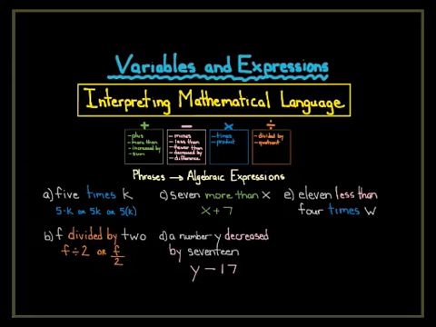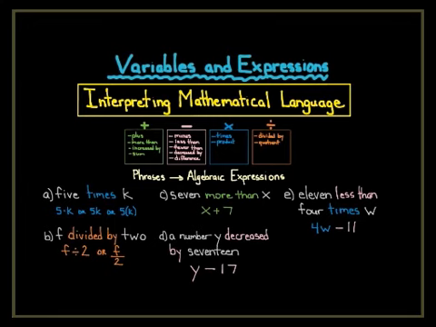So we'll write it as 4w minus the 11. This is the most common mistake people make when writing algebraic expressions. So make sure that whenever you see words like less than, more than, fewer than, always put that at the end of the expression instead.